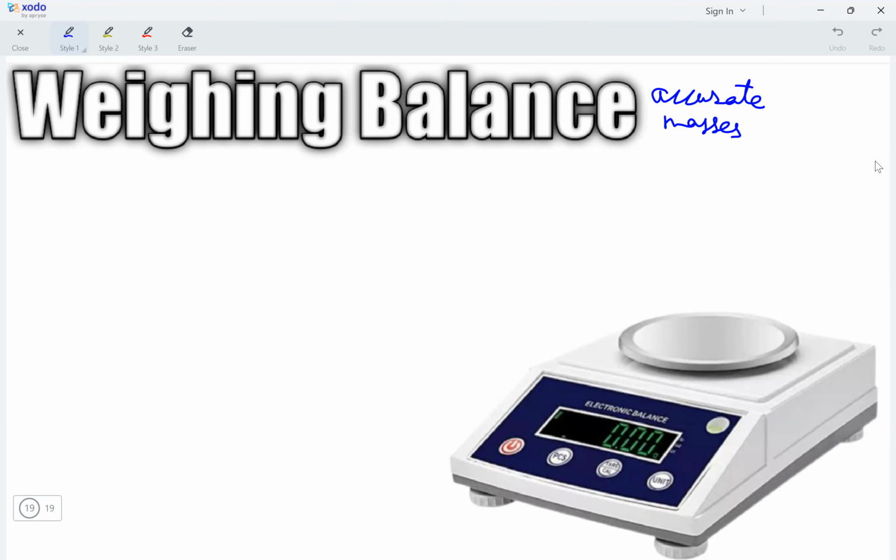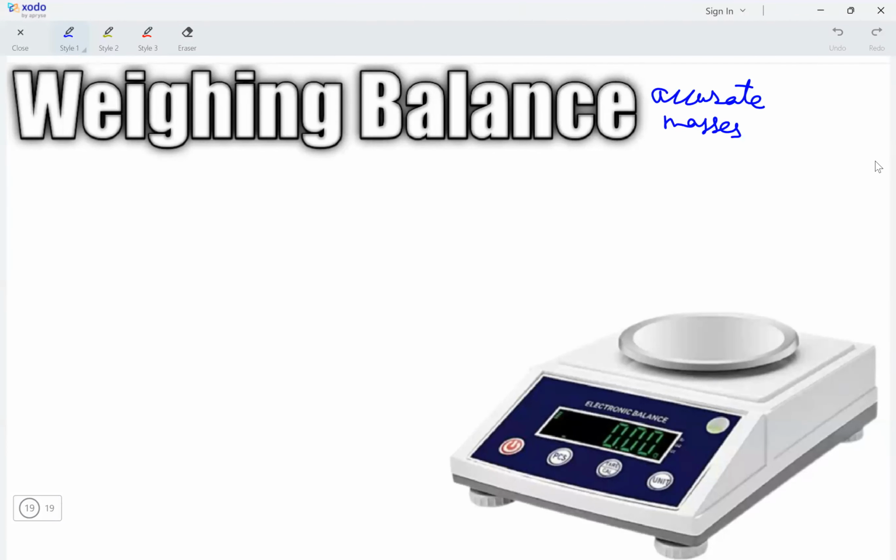Either we press tare to set the value at zero and then place the test tube inside the beaker in order to contain the test tube, and then the mass of the test tube would be displayed in the digital scale and we can record that mass.